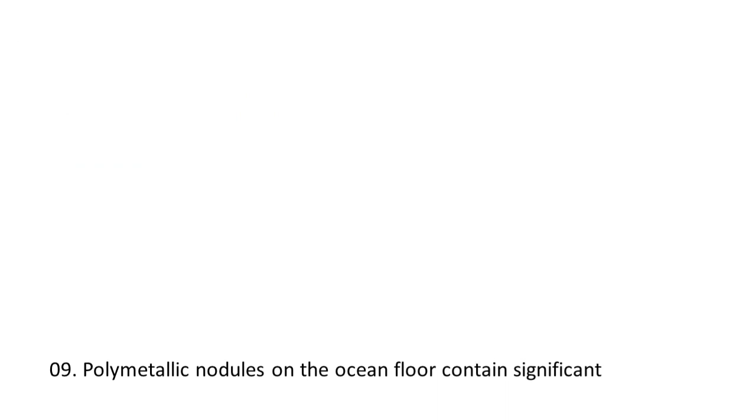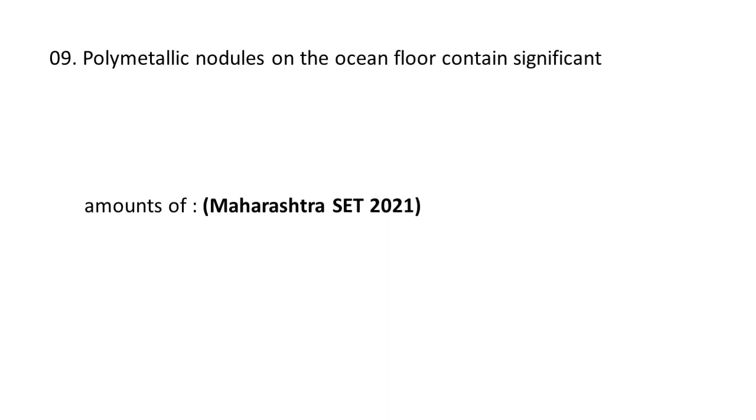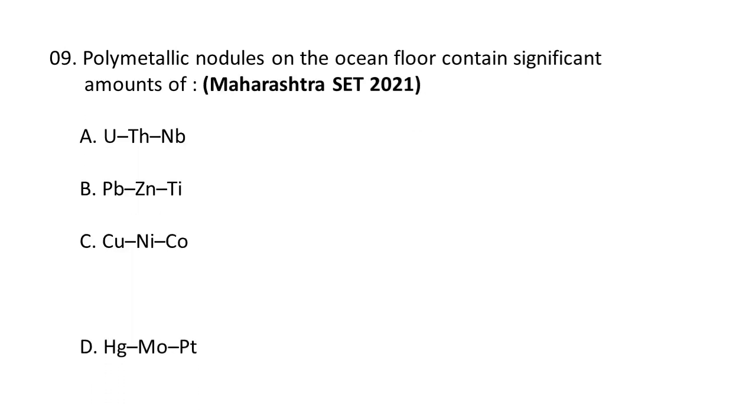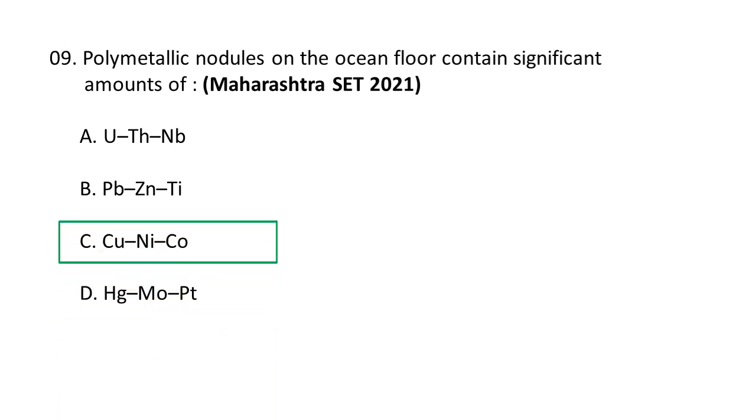Next question. Polymetallic nodules on the ocean floor contain significant amounts of A. uranium, thorium, niobium, B. lead, zinc and titanium, C. copper, nickel, cobalt, and D. mercury, molybdenum and platinum. Polymetallic nodules on the ocean floor contain significant amounts of copper, nickel and cobalt. Polymetallic nodules are also known as manganese nodules. They contain significant amounts of several critical metals, which include cobalt, nickel, copper, manganese, rare earth elements, lithium and molybdenum.